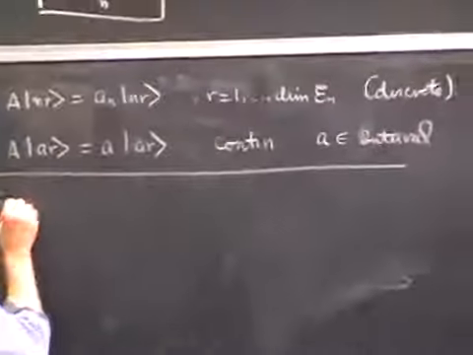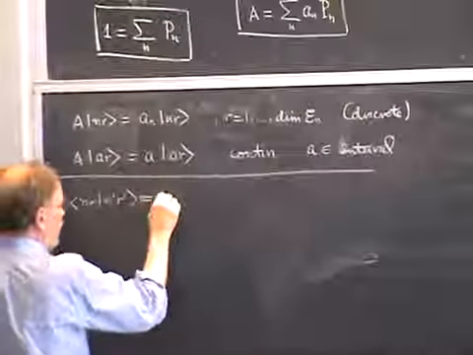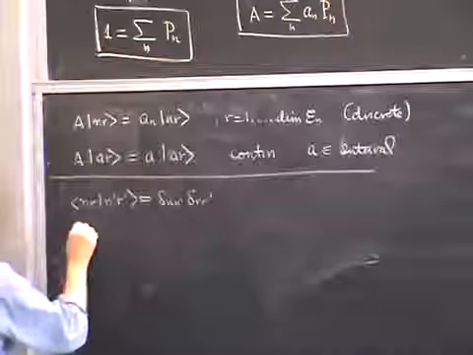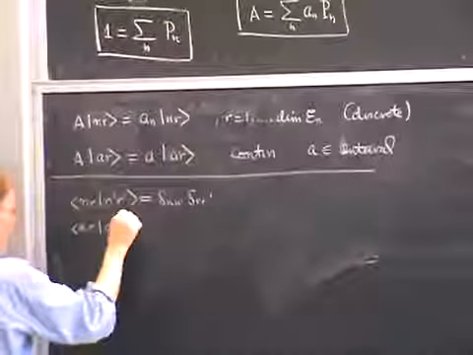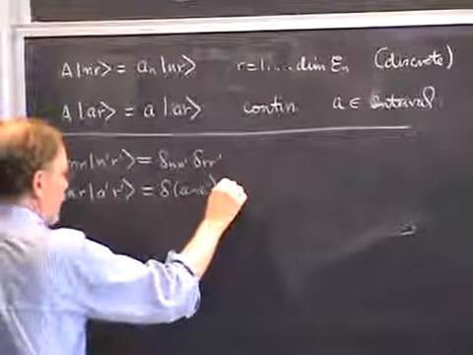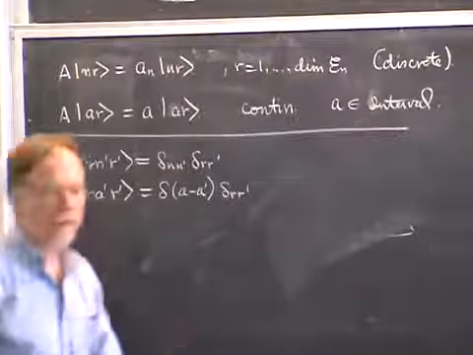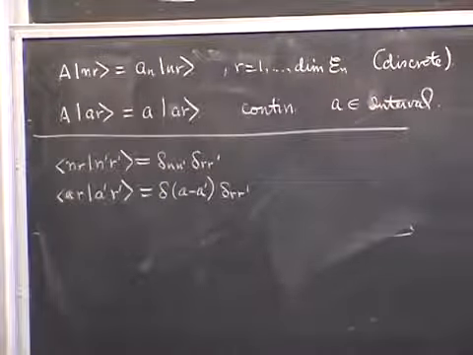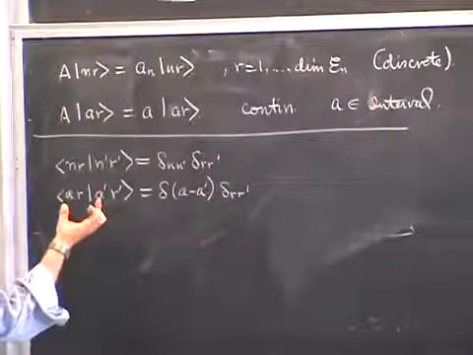Furthermore, let's normalize these vectors in the following way. ⟨n r|n' r'⟩ is δ_nn' δ_rr'. This is the discrete normalization. And for the continuous normalization, we have ⟨a r|a' r'⟩ is a Dirac delta function in the a's, δ(a − a'), and a Kronecker delta in the r's. The r here is just an extra index which is introduced in order to resolve degeneracies if you have more than one linearly independent eigenfunction for a given value of a.